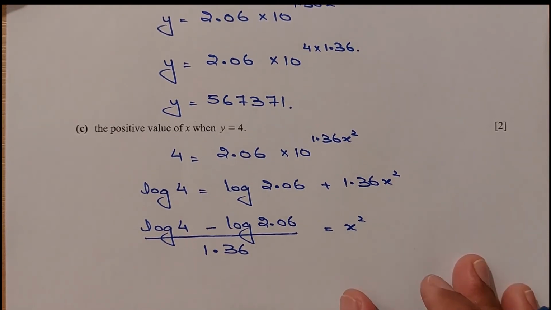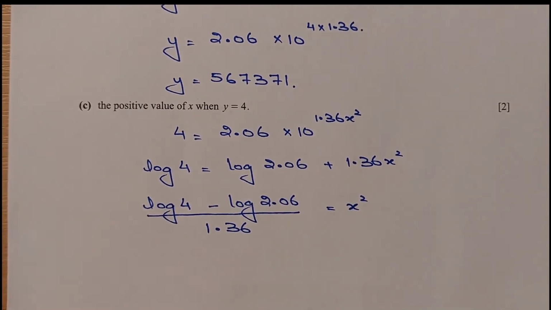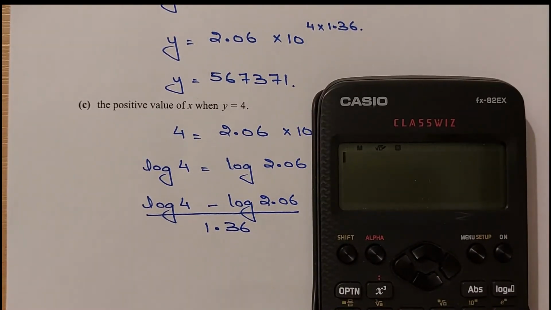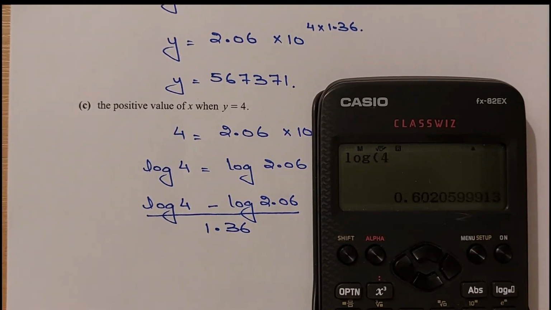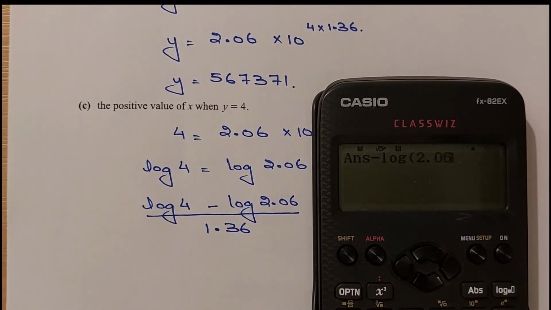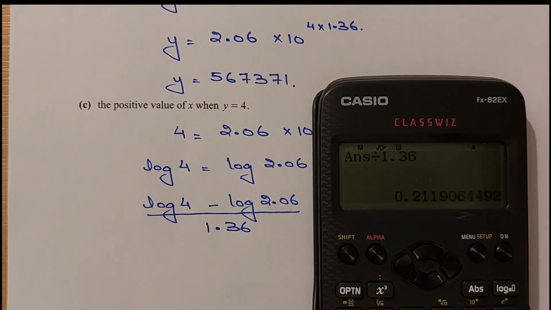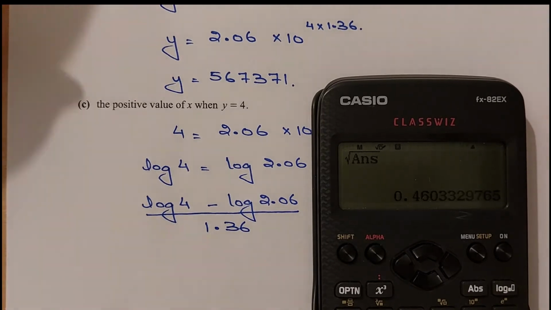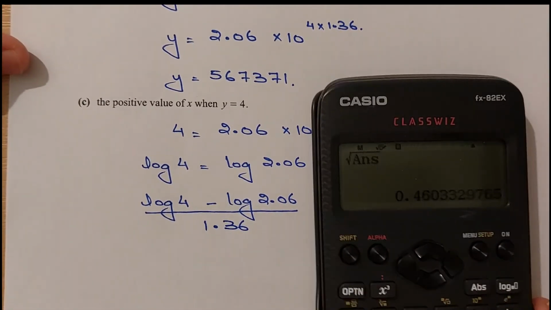And to get the x term, we need to take the square root. So let me simplify this. First doing log 4, subtract log of 2.06, divide by 1.36, and then take the square root of the answer. So x is equal to 0.460, or we can just say 0.46.